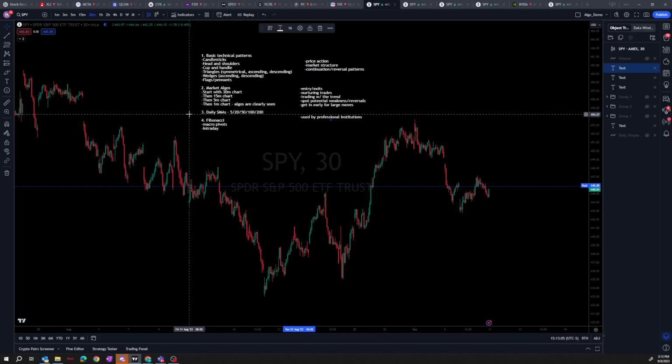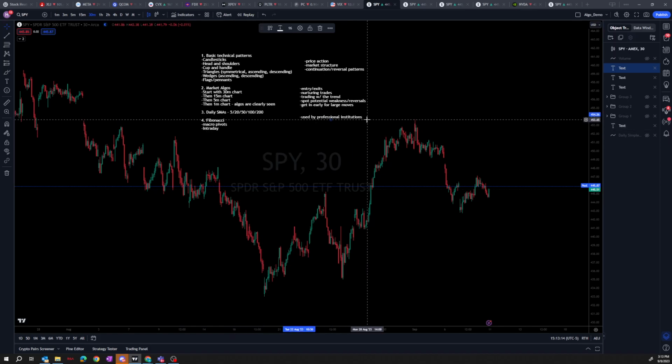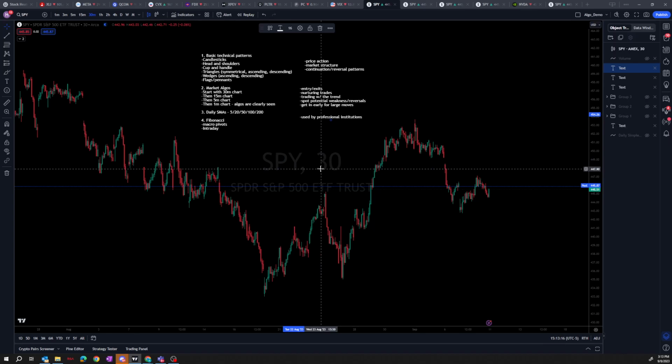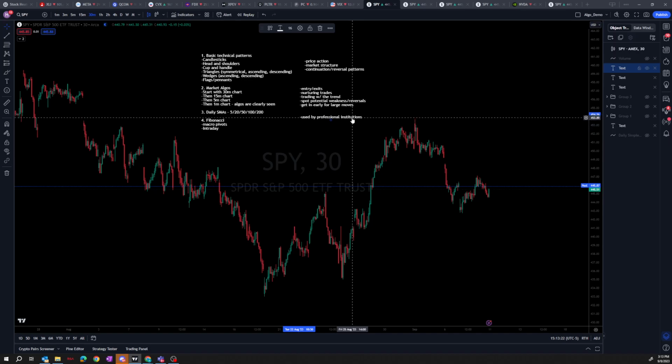And then the third topic, I'm going to talk about the daily simple moving averages. I use the 5, 20, 50, 100, and 200. These are used by professional institutions. And when you actually watch what's happening with the price action, you'll see it kind of ping-ponging back and forth sometimes. These levels are really important.